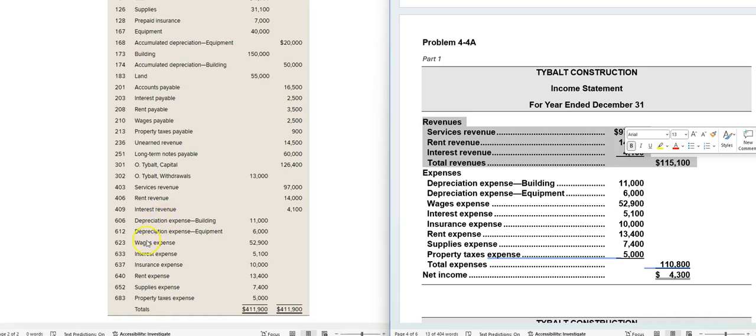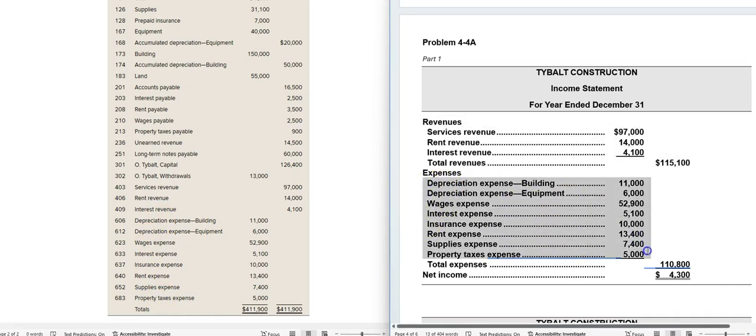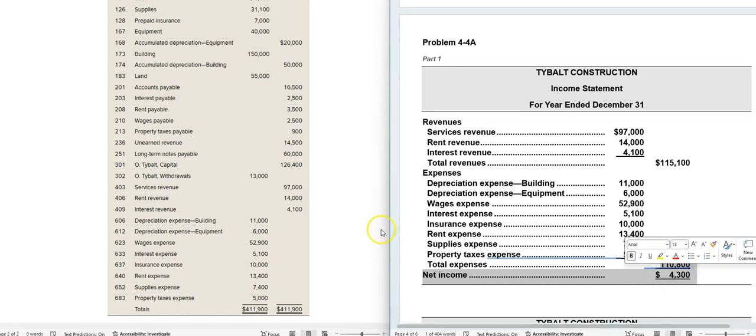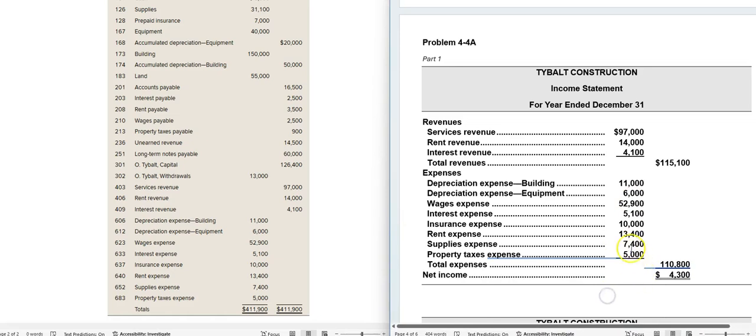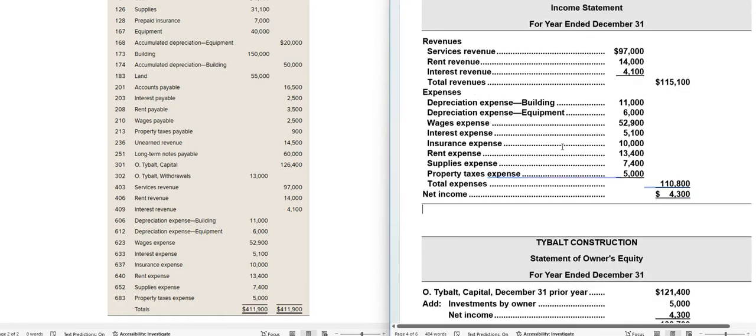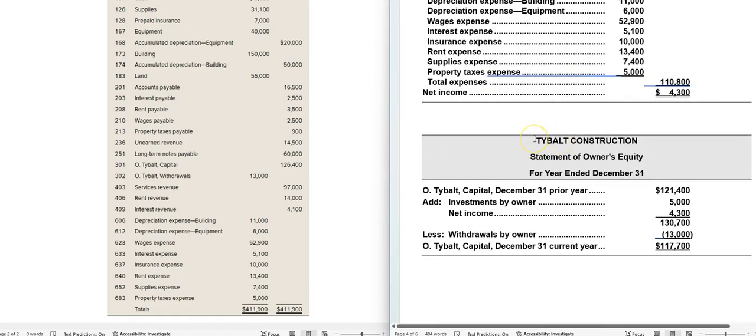Then I have 9 different expense accounts. I'm going to list all those out under my expense section. Total expenses of 110.8. Revenues earned during the year, less expenses incurred, I'm left with a net income of 4,300. All right, so we reported on the company's profitability. Now let's report to the owners, to the investors, how the company's equity looks to them, their share of the company. So here is the construction statement of owner's equity.